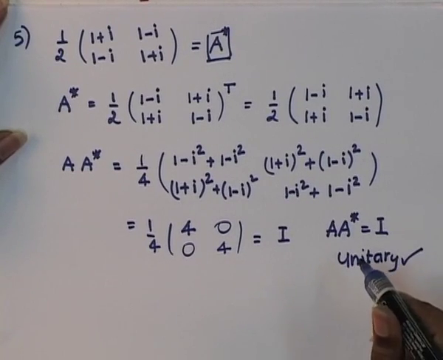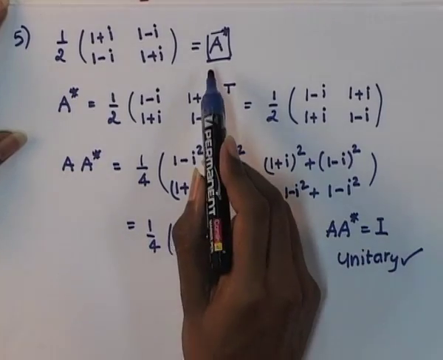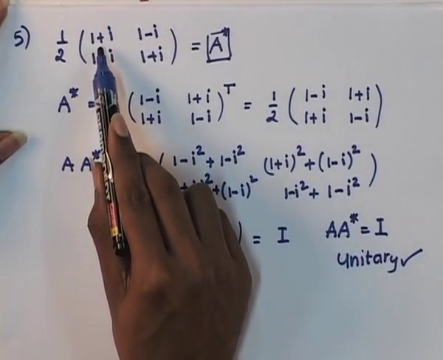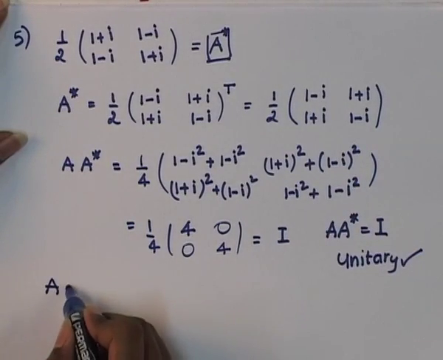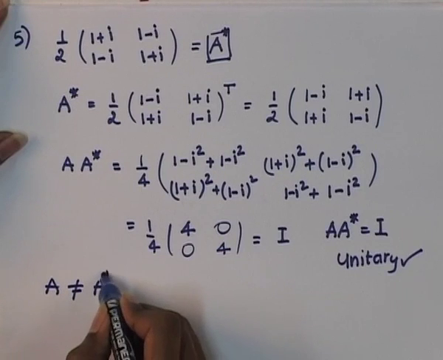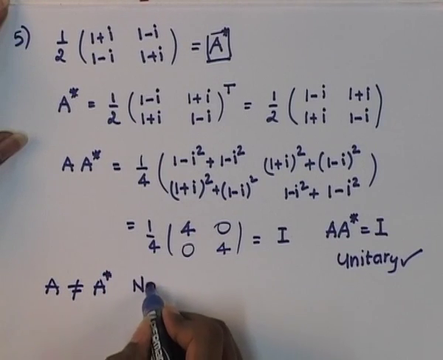And now to verify whether it is Hermitian or not, we observe that A has the first term 1 plus I, but A star has the first term 1 minus I. So A is not equal to A star. So not Hermitian.